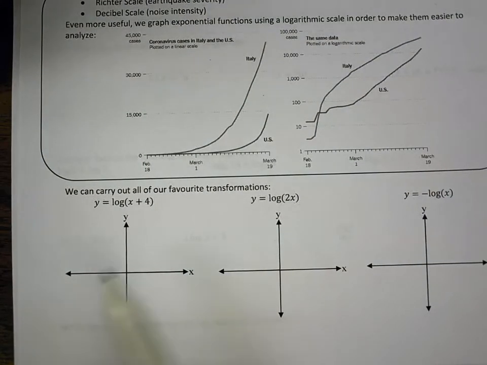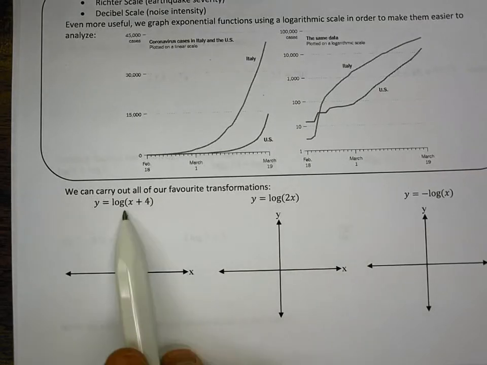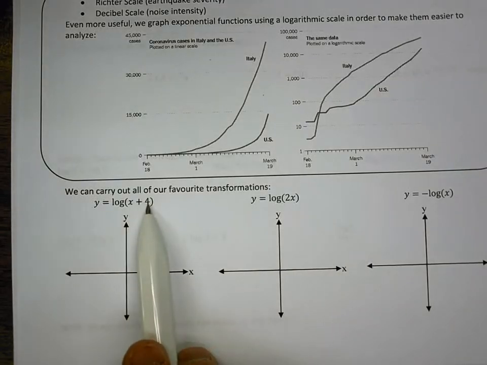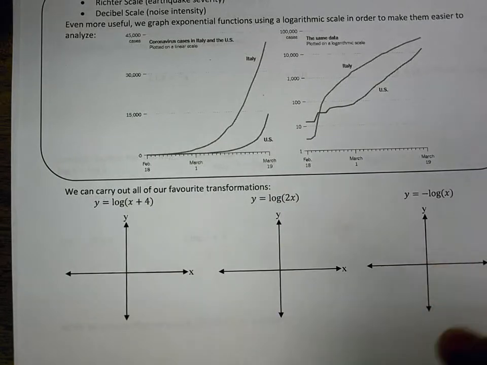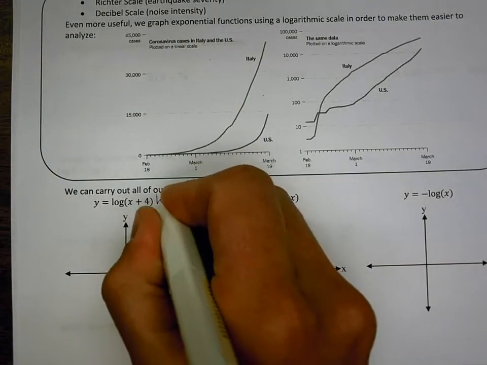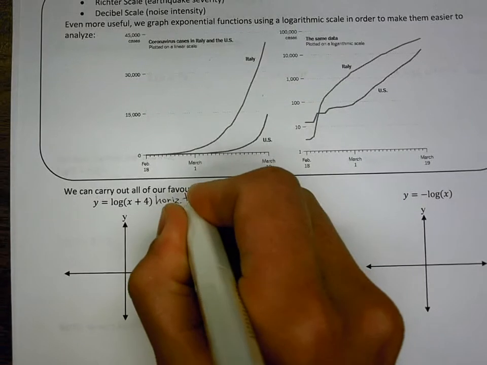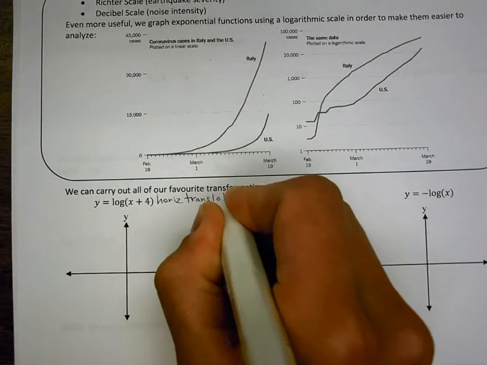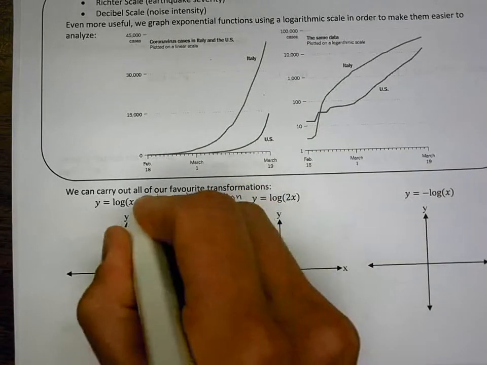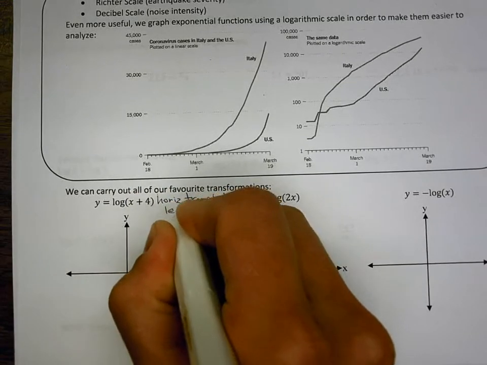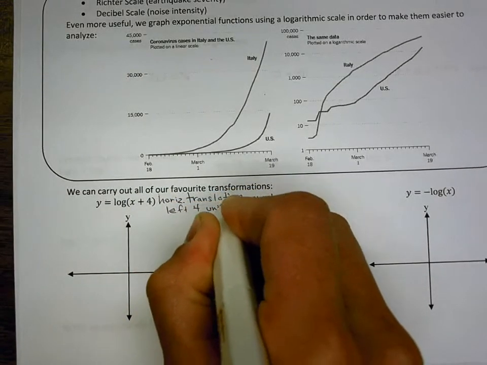Let's do what we do with all of our functions in the function family. Let's look at transformations. So this plus 4 is inside the bracket, we would say. So that means it's a horizontal translation. It would be 4 to the right, but because it is horizontal, it's reversed, so it's left 4 units.